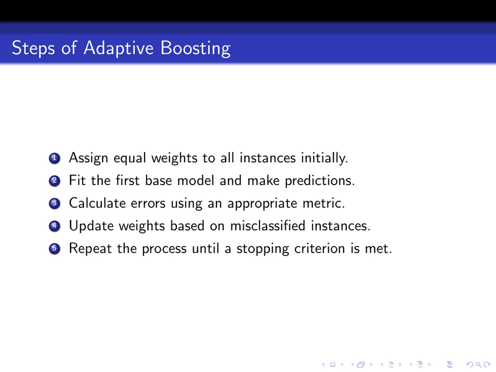Adaptive boosting involves several steps. First, assign equal weights to all data points. Then, fit the initial base model and calculate errors. Update instance weights based on performance and repeat until a stopping criterion is met.